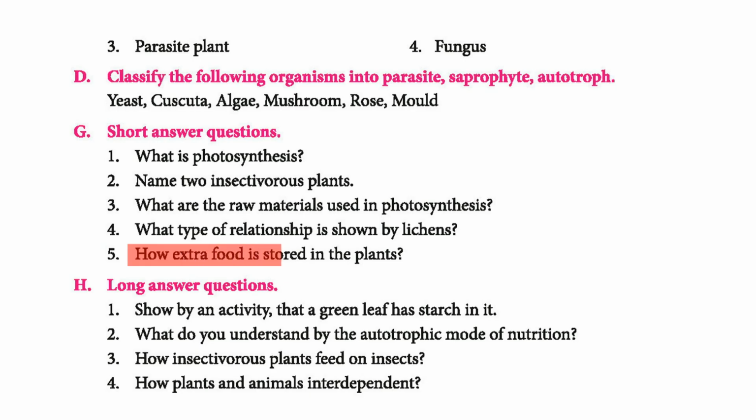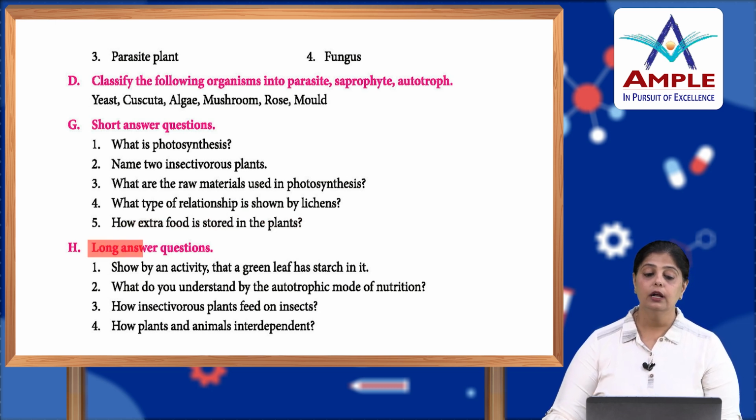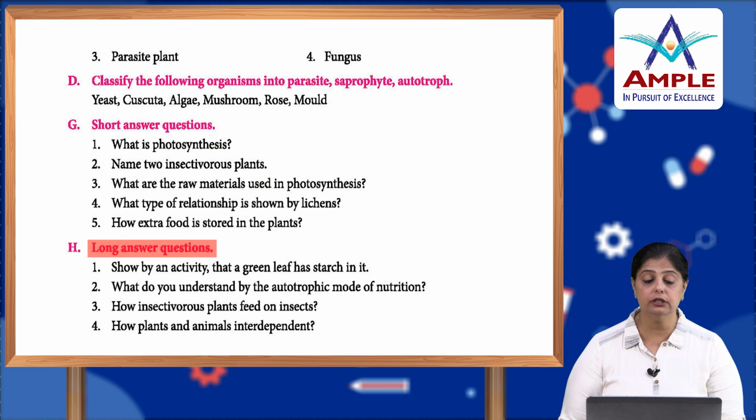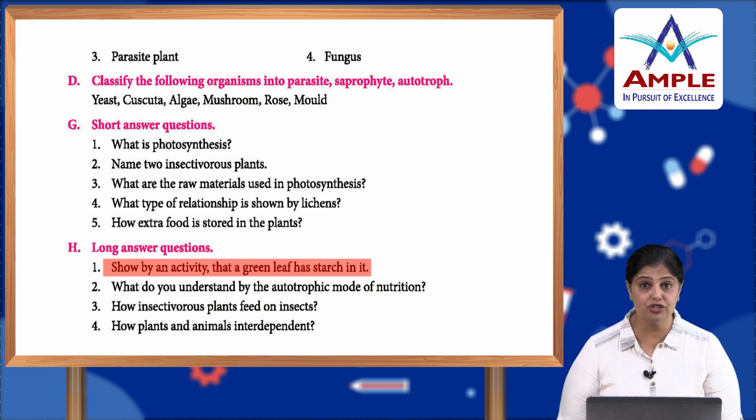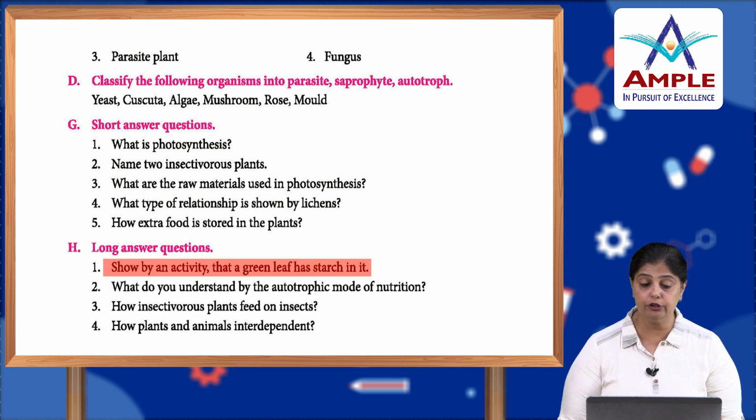How is the extra food stored in the plants? It is stored in the form of starch. Now, long answer questions. Children, the first one is to show an activity that a green leaf has starch in it. You already know this activity and you can mention it in your answer.